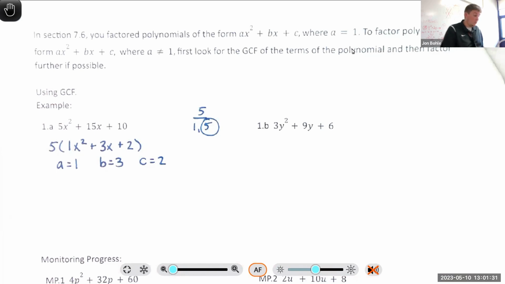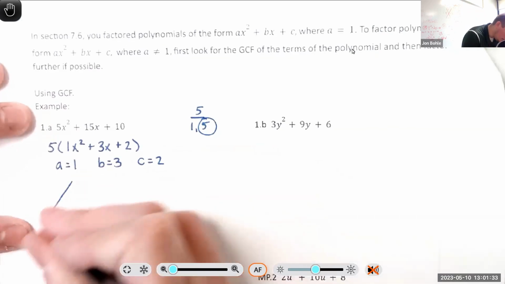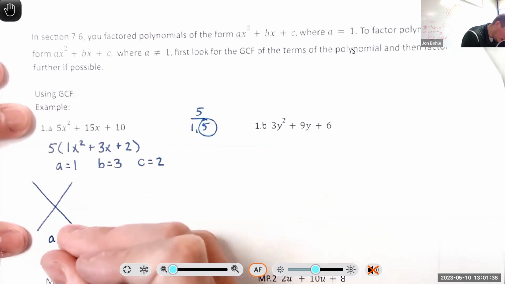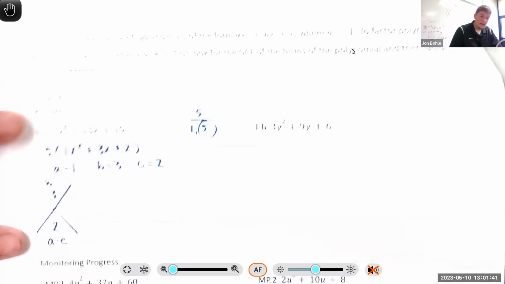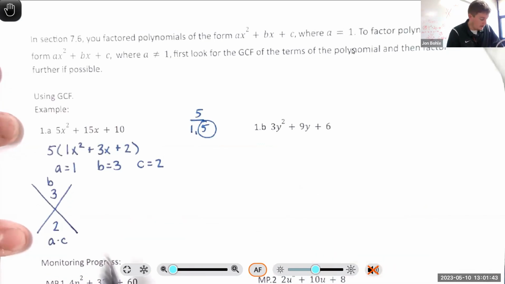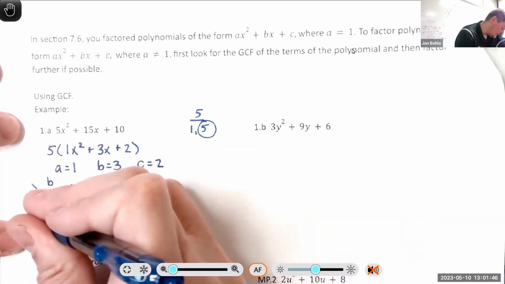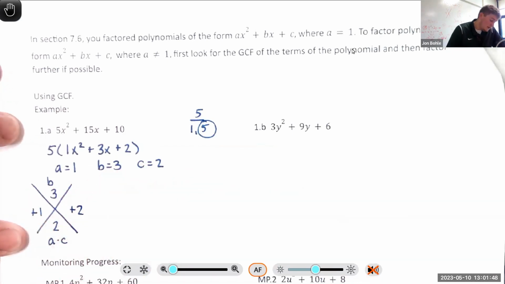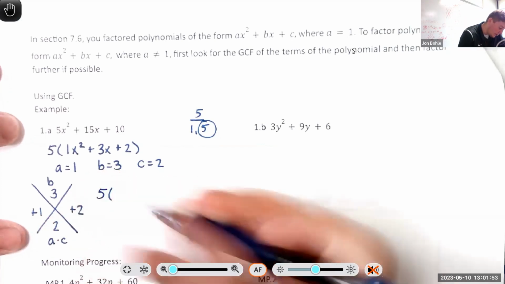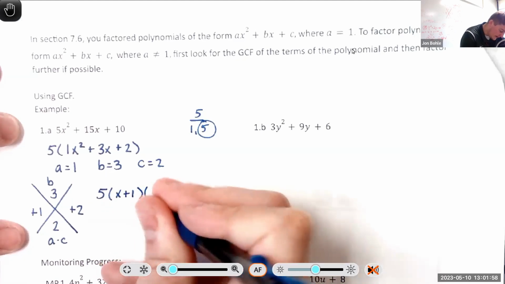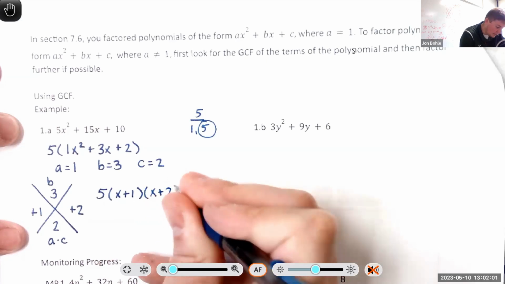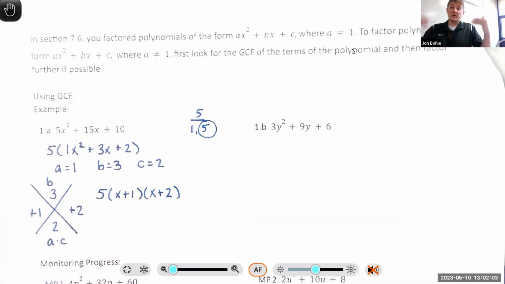And my method of factoring when my a value is 1 is just the regular old X method, where you check your a times c value and your b value here, get a 3 here and a 2 here. And you check for numbers that multiply to 2 and add to 3. Well, then it's going to be positive 1 and positive 2. All right, so what does this factor into? This factors into 5, the original greatest common factor, times a factor of x plus 1 times a factor of x plus 2. So all we're doing is layering the types of problems we have to do: greatest common factor, then factor again using the X method.